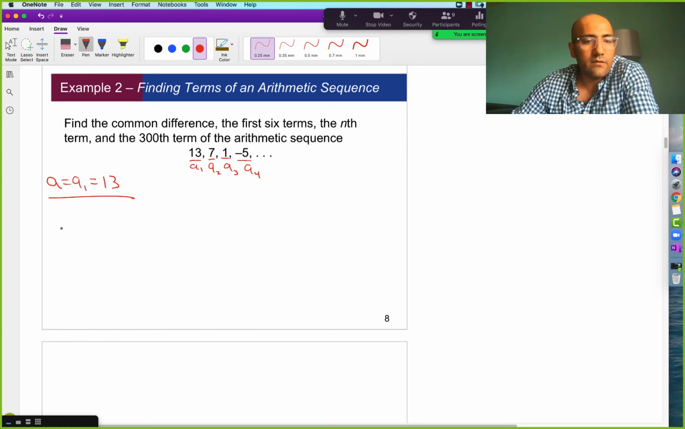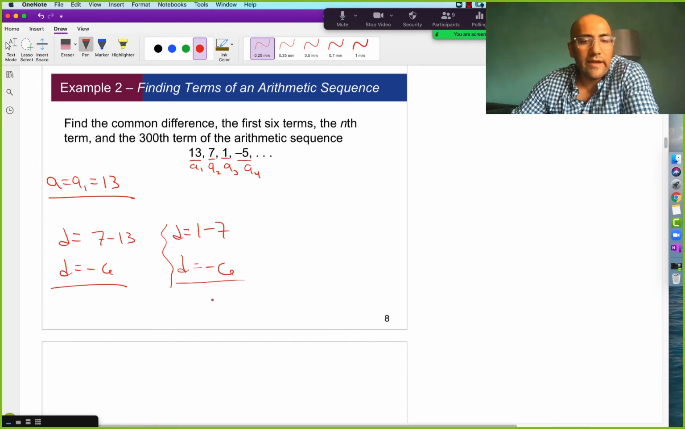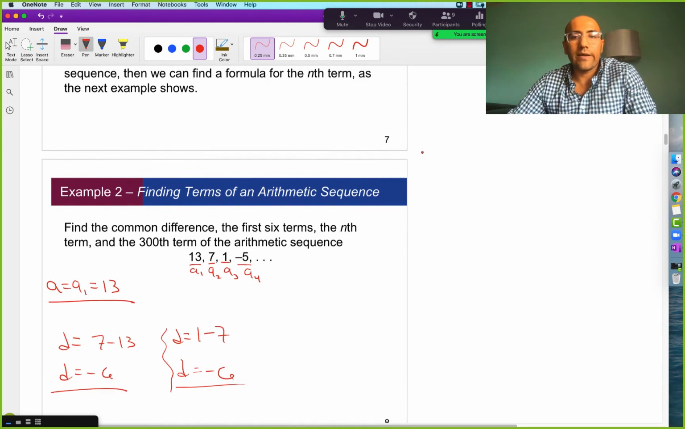So the common difference here is negative 6. D is equal to 7 minus 13, so D equals negative 6, which we would have gotten by any other 2 consecutive numbers. 1 minus 7 can also give you D, so D still gives you negative 6. Right? Any 2 consecutive numbers, you subtract them. Notice that in the more traditional case that we had before, when I was adding 3, they were going up.